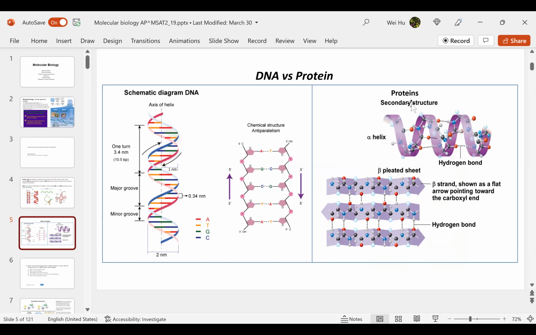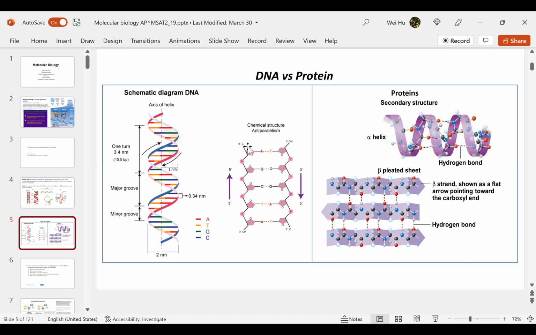Remember we talked about how protein also has a helix. The secondary structure is called the alpha helix, and the secondary structure also includes beta-pleated sheets. Remember also that DNA includes nitrogenous bases: A, T, G, C. In the middle, they pair with each other. A pairs with T with 2 hydrogen bonds, and G pairs with C with 3 hydrogen bonds.